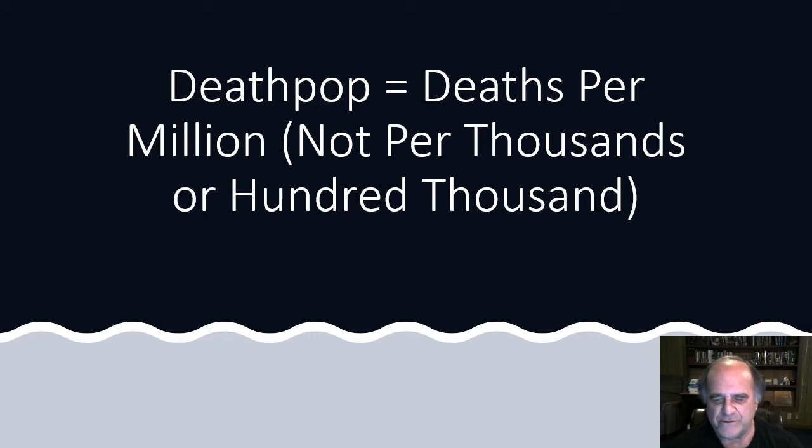I'm coming to you to interrupt this TV show to just make a correction. So just so you have it correct as we go through these slides, I want you to remember that despite what I say, death pop is deaths per million. It's not per thousands or 100,000s. It's actually deaths per million.